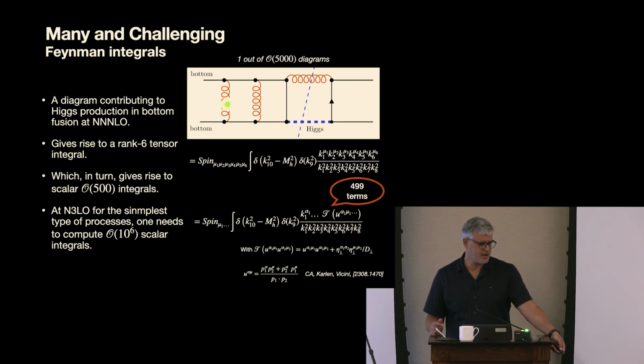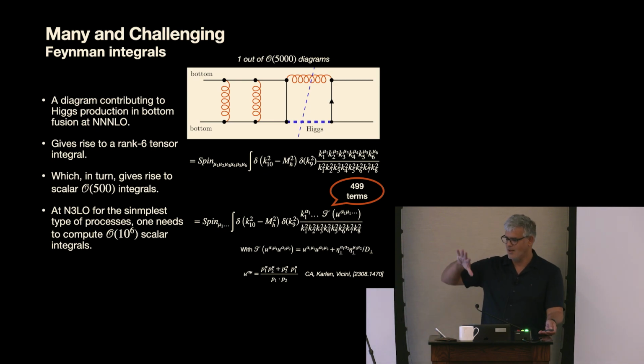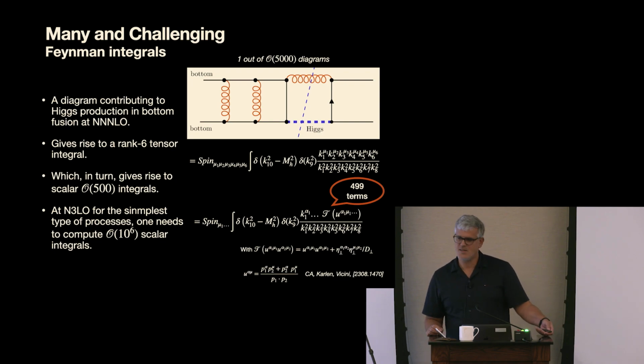This is one of the diagrams that contributes to Higgs production via bottom fusion that has been calculated in the last few years. And it's a cut diagram, a forward scattering amplitude. And I would just like to count how many things you have to compute for such a diagram. This is one of the order 5,000 diagrams. I actually generated all of them just to see how many they are, but I didn't want to give the exact number just to make multiplications easier.